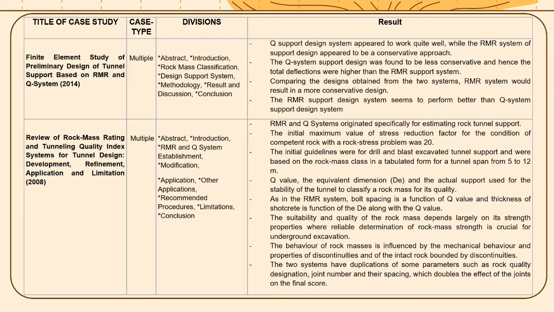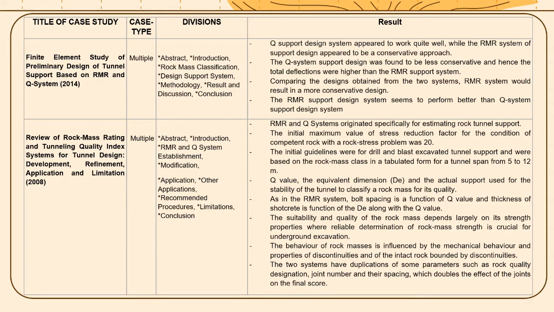Okay, the second case study is a review of the rock mass rating and tunneling quality index: development, refinement, application, and limitation. The case study shows RMR and Q system originated specifically for estimating rock tunnel support. The initial maximum value of stress reduction factor for the condition of competent rock with a rock mass problem was 20. The initial guidelines were for drill and blast excavated tunnel support and were based on the rock mass class in a tunnel form for a tunnel span from 5 to 12 meters.